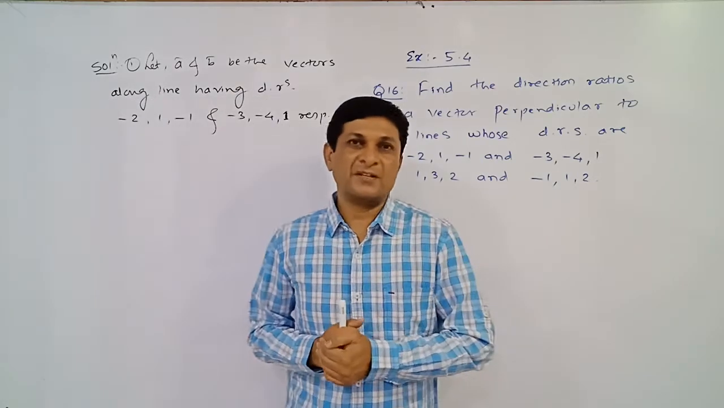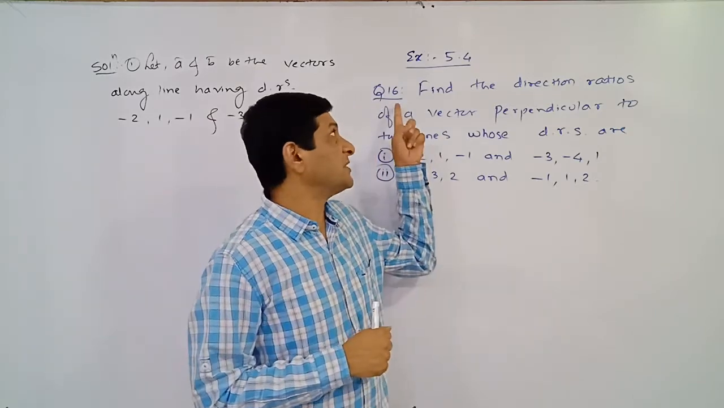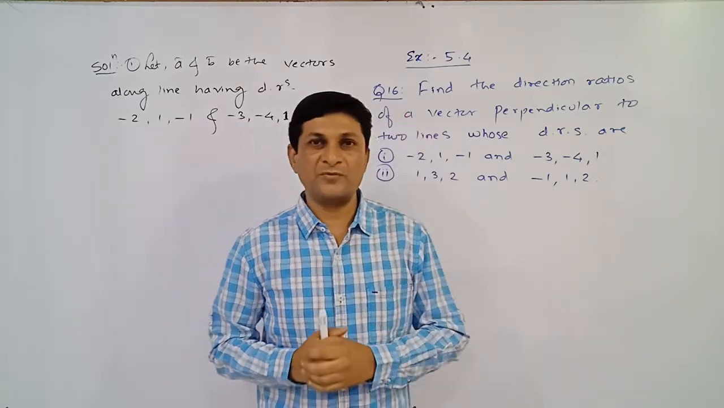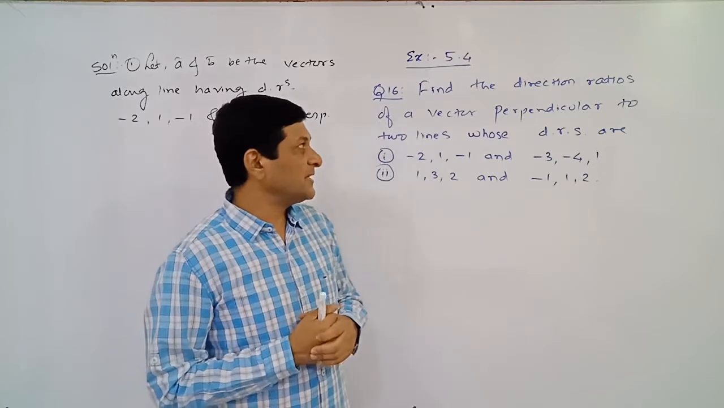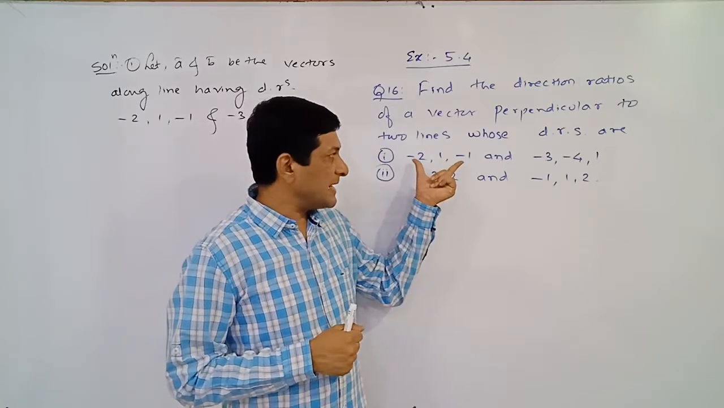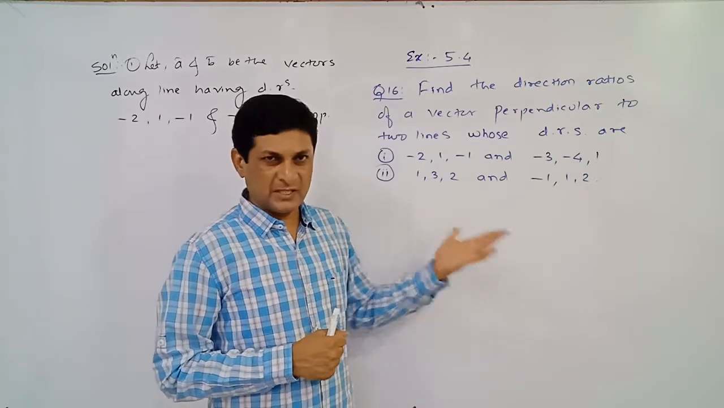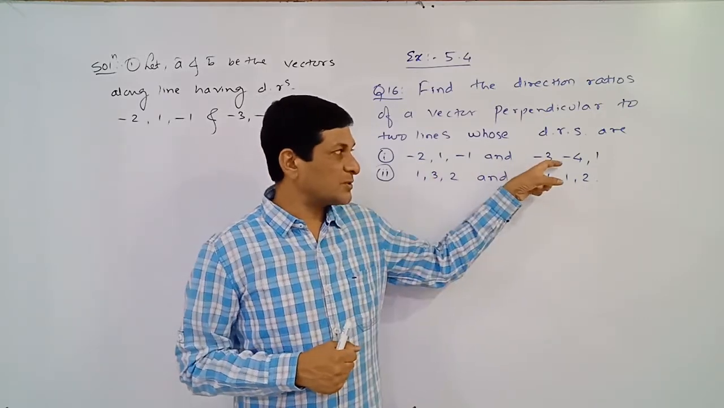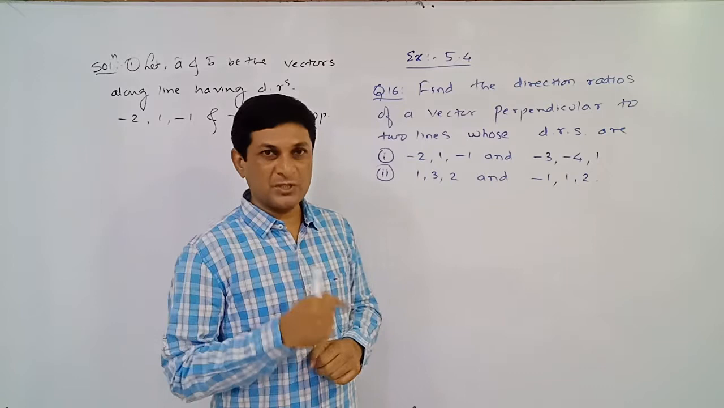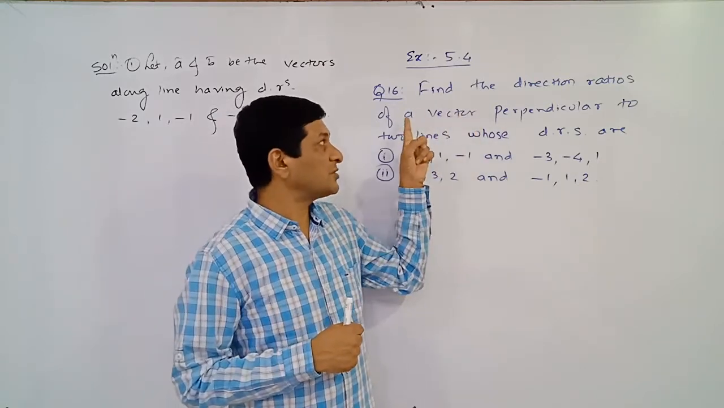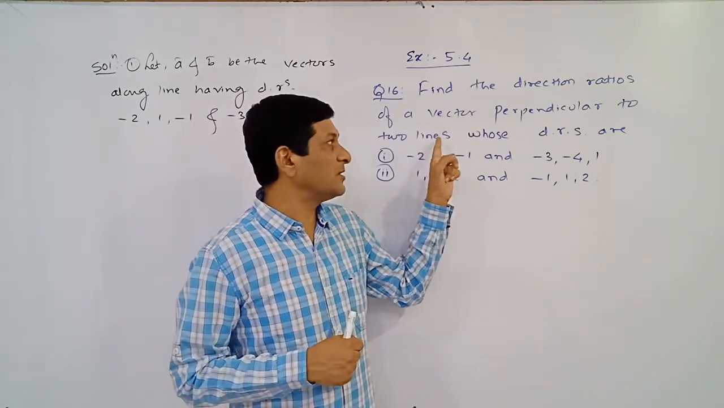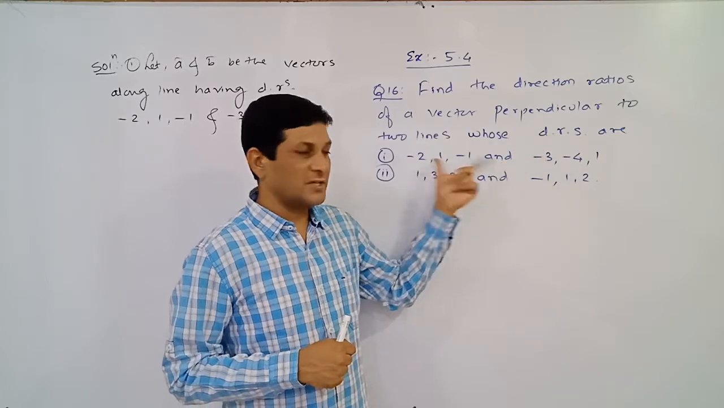Hello friends, now we are solving question number 16 from exercise 5.4. So observe the given condition in the example. Here direction ratios of two lines are given to us in both examples, and the question is to find the direction ratios of a vector perpendicular to the lines whose direction ratios are given.